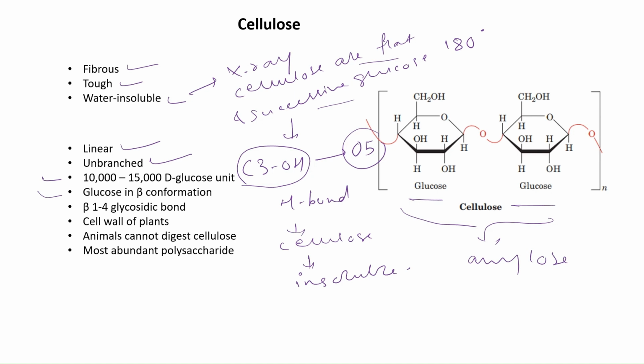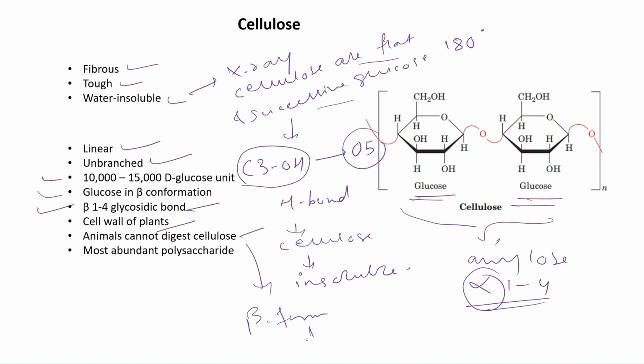The only difference is that in amylose, it is an alpha 1,4 bond, which means the glucose units are present in the alpha anomeric form. But here the bond is a beta 1,4 glycosidic bond, and the glucose units are in the beta anomeric form. These are found in the cell wall of plants. Animals cannot digest cellulose because it is in beta form. Animals, or we, don't have the enzyme with which we can degrade cellulose. These are the most abundant polysaccharides in nature.